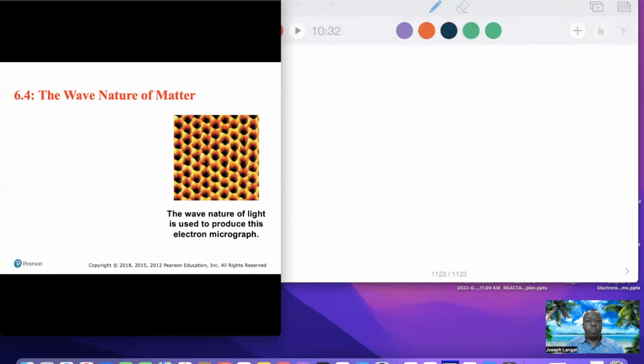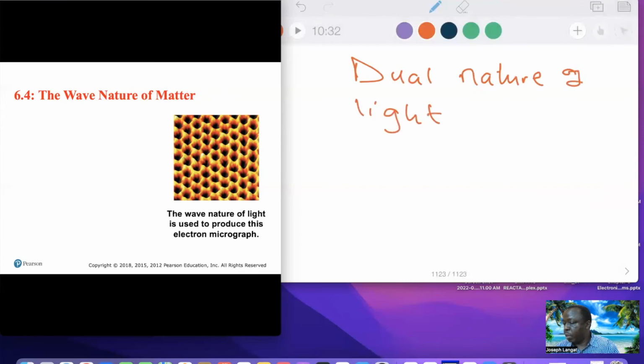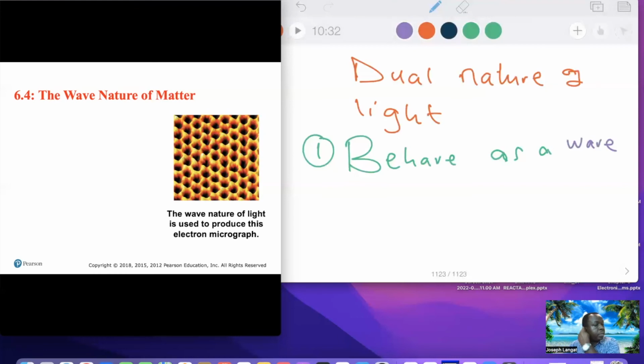Section 6.4. We know light behaves as a wave. I'll label this the dual nature of light. One, light behaves, as we already know, as a wave. Wavelength, frequency. Look at that, this is a wave.